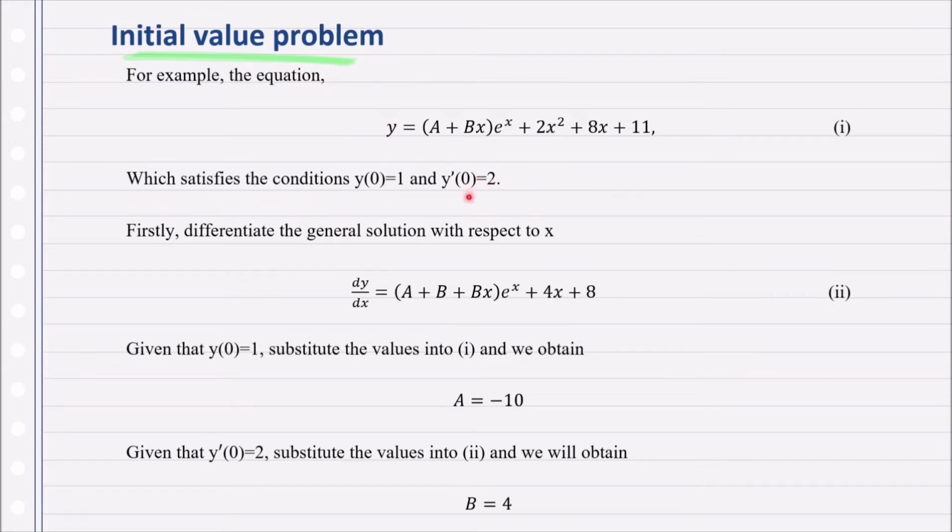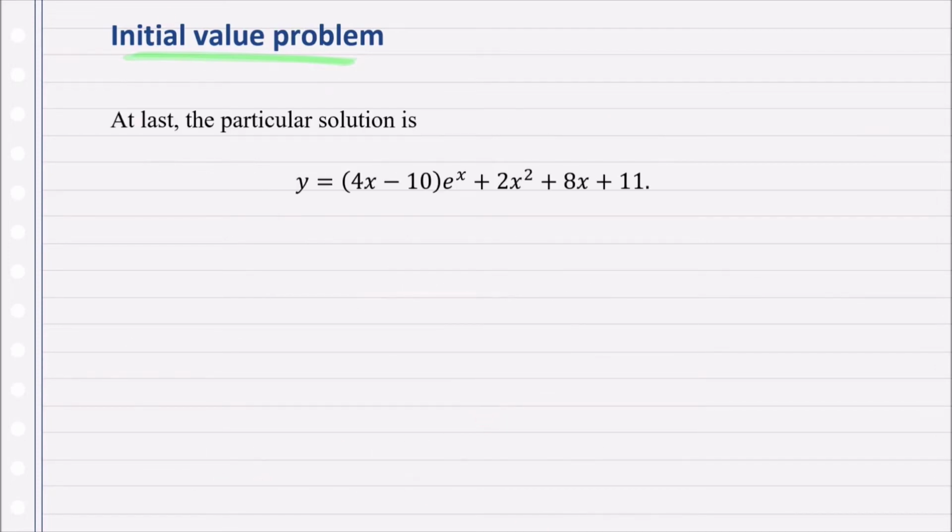Firstly, we should differentiate the general solution with respect to x. This whole solution, we differentiate it and we will obtain this equation. With the given condition that when x equals 0, y is equal to 1, we substitute it into the first equation and we obtain a equal to 10. We do that for b as well. Lastly, we have obtained the values of a and b, so we just substitute them into the general solution, and this is your particular solution.